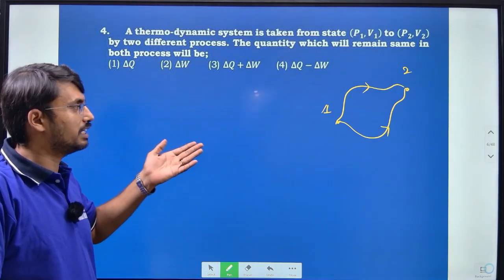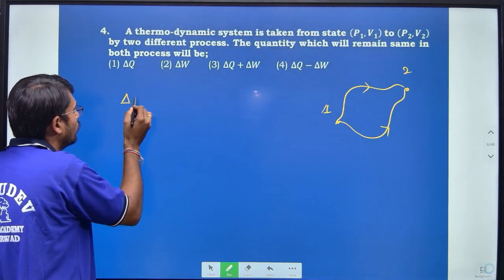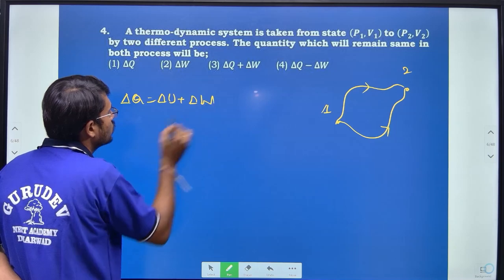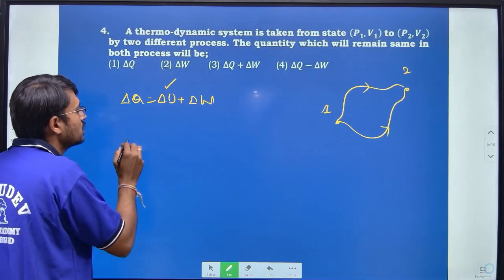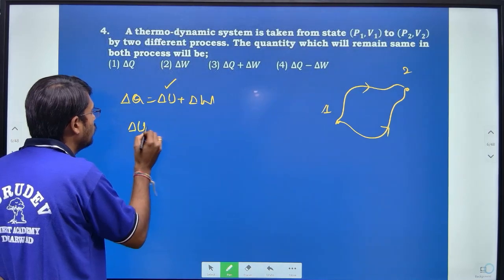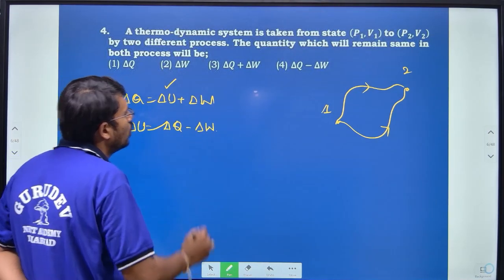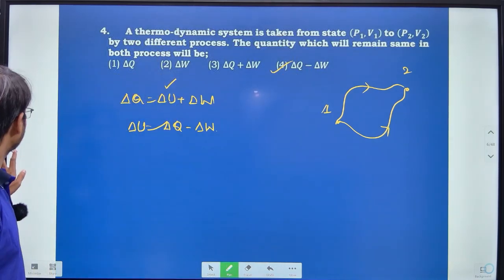And if that is the case, what can we write? From the first law of thermodynamics, delta Q equals delta U plus delta W. So what is going to be the same? Delta U is the same for both the cases. Therefore we can write delta U equals delta Q minus delta W. So option 4 is the right answer for this particular one.